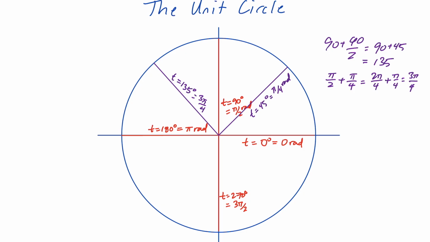Okay, and then I'll just give you the other two real quick here. This is 225 degrees or 5 pi over 4. And this is 315 or 7 pi over 4.